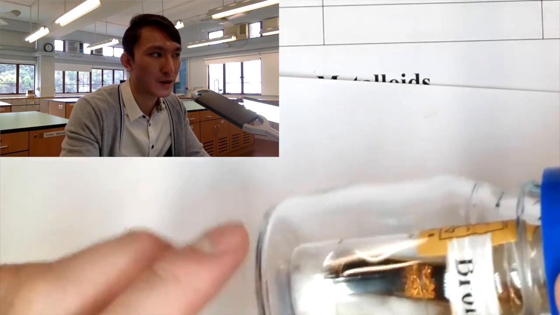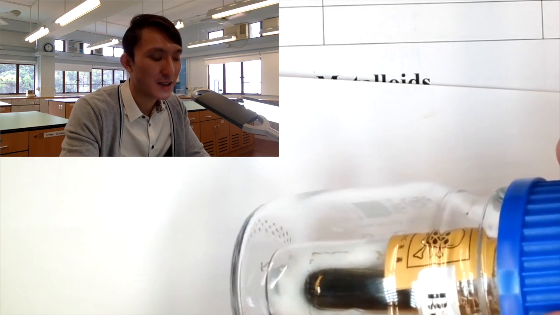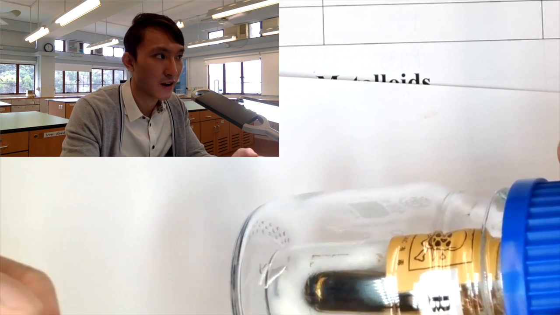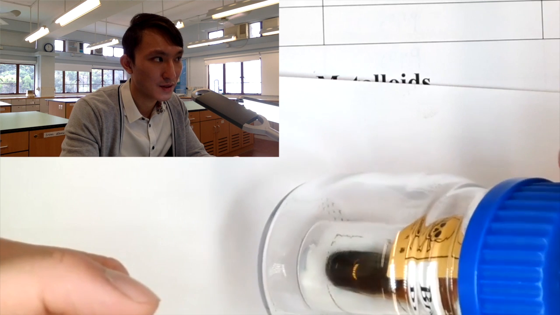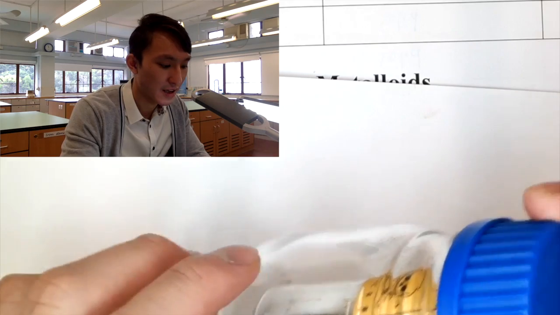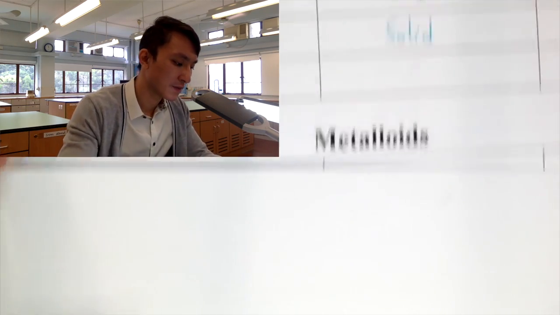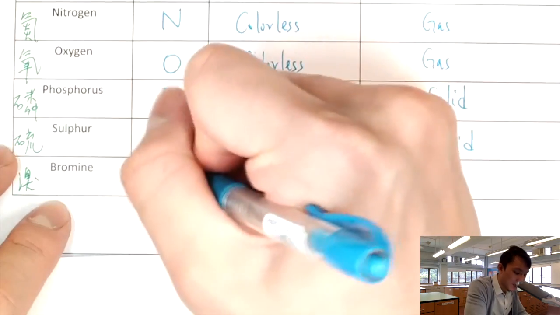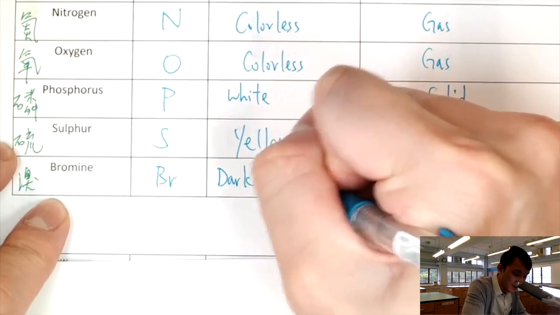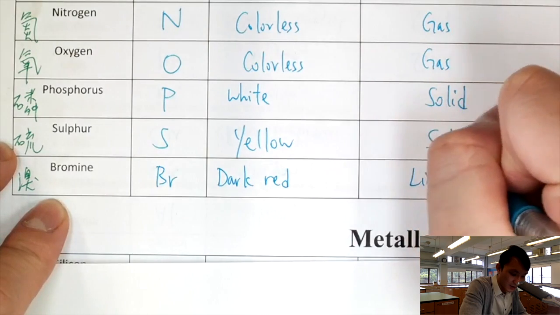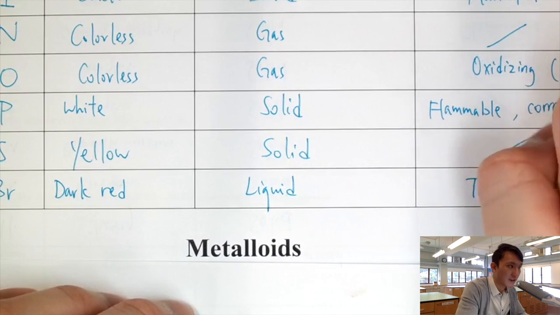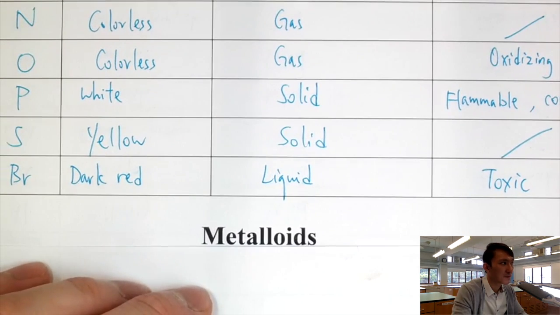But anyway, when you look at the appearance, we say that bromine is a dark red liquid. It's a little bit red if you look closely, dark red. So for bromine, Br, it is a dark red liquid, and it is highly toxic, very toxic.